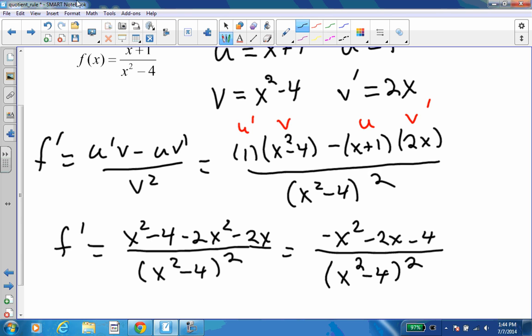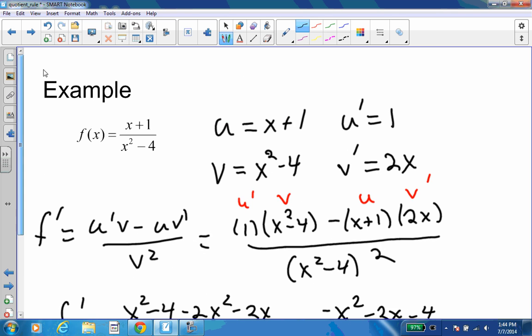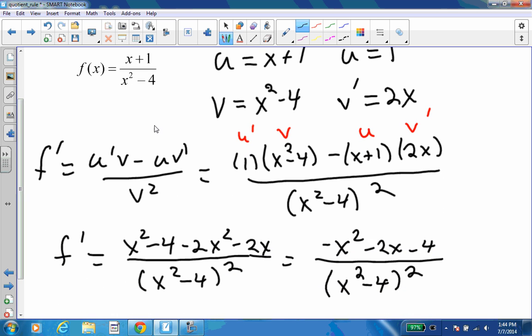So again, for the quotient rule, you pick your u and v, take the derivatives of your u and v, and then the derivative of that combination u over v is given by this formula. You simply substitute in u prime, v, u and v prime, do a little algebra, and simplify it down.